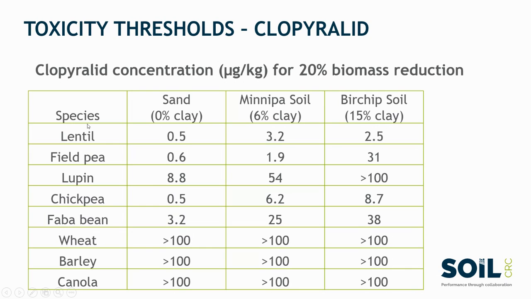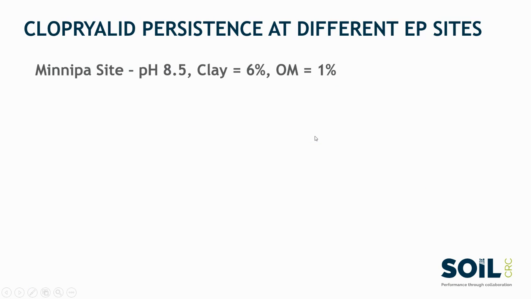So you can see here 8 different crops growing in response to increasing clopyralid concentrations in soil or in sand. The thresholds are quite low for sand because there's no binding of the clopyralid, whereas in these soil types with increasing clay content, some of that clopyralid is bound up and it's not actually bioavailable to the plant. And so you can see the thresholds actually increase for the soil types. Of the pulses, lupin is probably the most tolerant to clopyralid residues compared to things like lentils, which really aren't tolerant, they're quite sensitive.